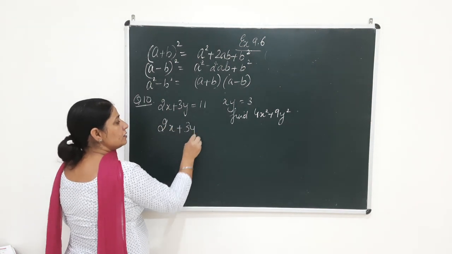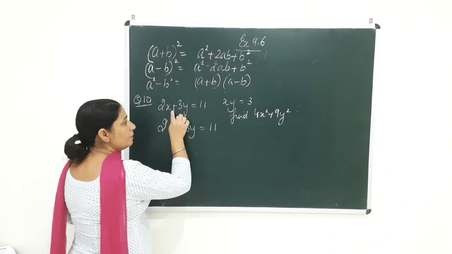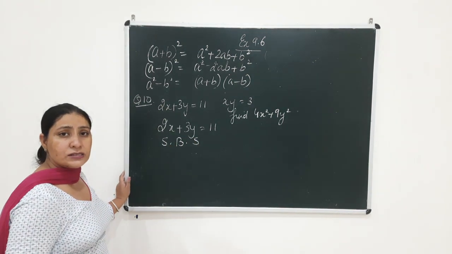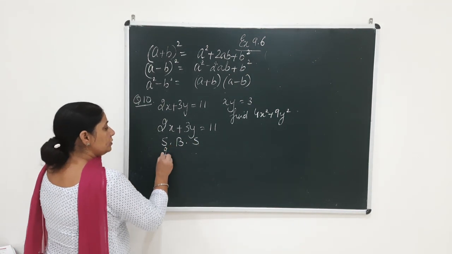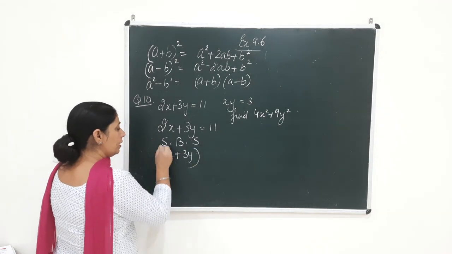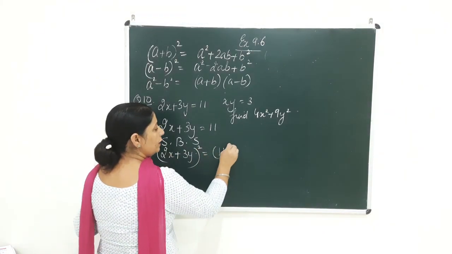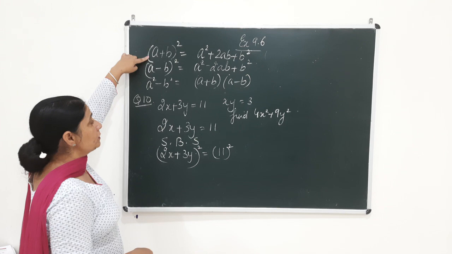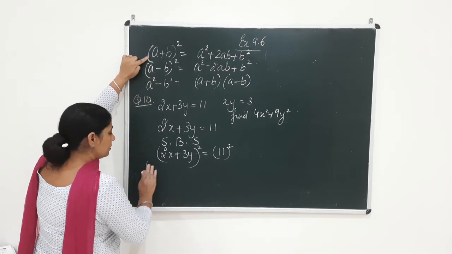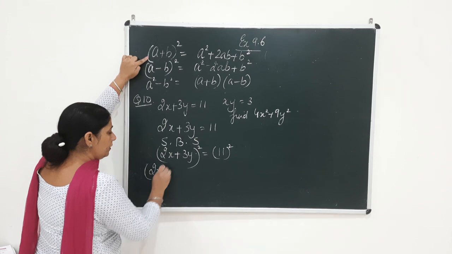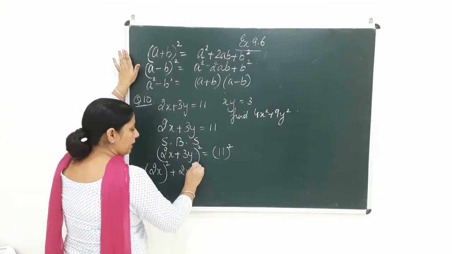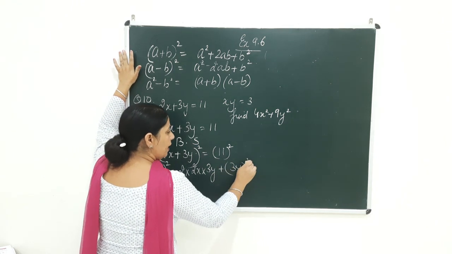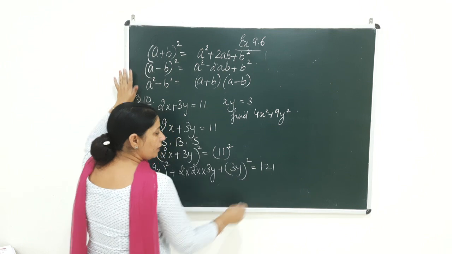2x plus 3y is equal to 11, and now we do squaring. As I told you, the full form of this is squaring both sides. Squaring both sides, you will get 2x plus 3y the whole square, and on this side I will get the square of 11. Now this resembles my identity, as you can see on the top: a plus b the whole square is equal to a square plus 2 multiplied by a multiplied by b plus b square, and on this side the square of 11 is equal to 121.